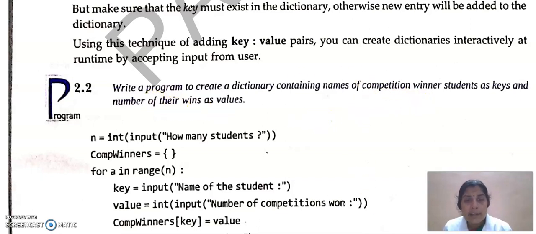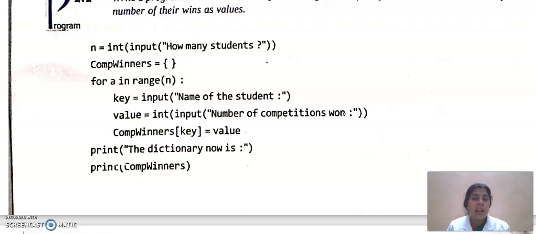This is a program to create a dictionary containing names of competition winner students as keys and the number of their wins as values. That means if in a school some competition takes place, the name of the student who wins will be the key, and the number of their wins, how many times they won, is the value. So we can input by using the input statement. Here we are using a for loop. Do you know why? We don't know the exact number of students. Suppose n equal to 5, then the same process repeats 5 times. So if we are entering 5 students' details, then this loop will work 5 times. So depending on user input, the dictionary is created.